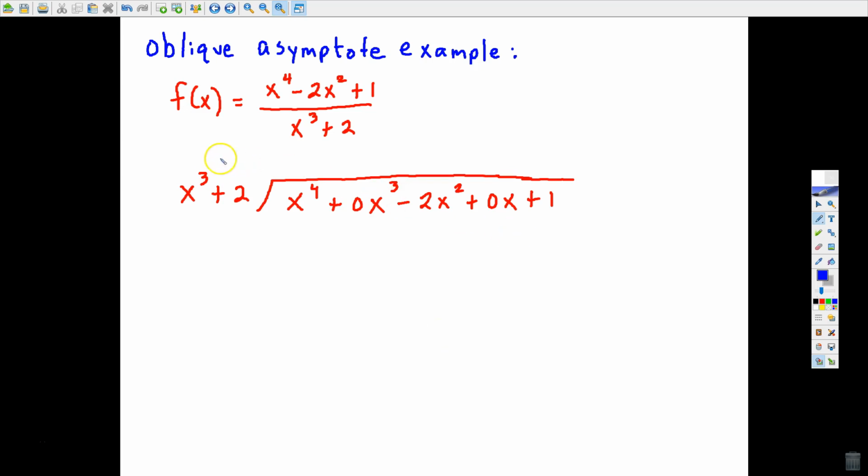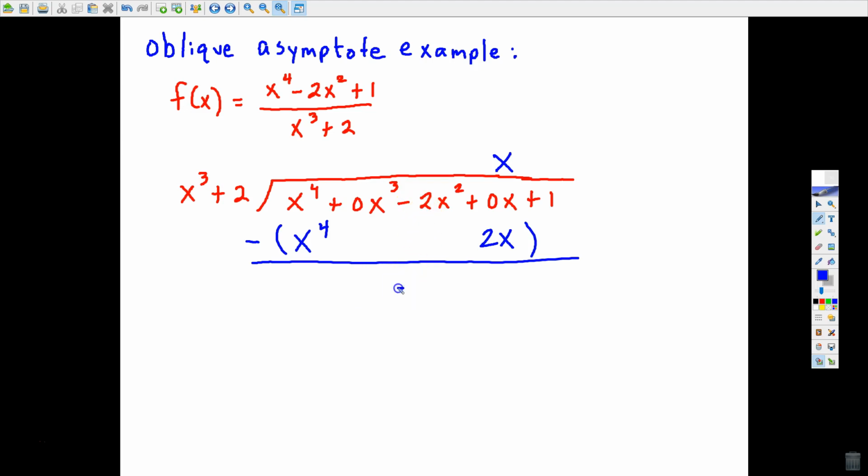So once again, I'm dividing first term into first term. And if I divide x cubed into x to the 4th, that goes x times. X to the 4th divided by x cubed is x. And now I multiply. X times x cubed is x to the 4th. X times 2 is 2x. Subtract. The x to the 4ths cancel. This really is no value. It's just in there as a space, so it's like bringing down 0, which is not needed.